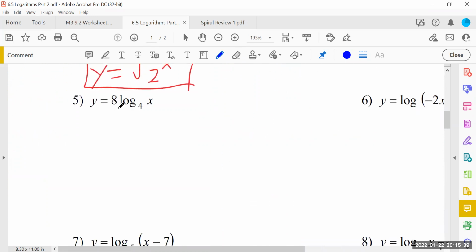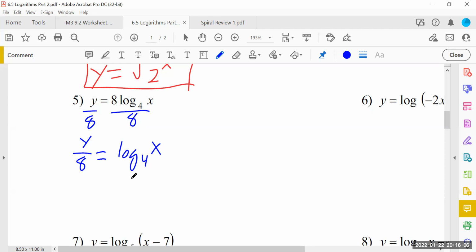For number 5, I need to get that log by itself. So I'm going to divide both sides by 8. Y over 8 is equal to log base 4 of x. Now, log base something of whatever is by itself. So I can bring the base down. Oops, wait a second, back up. We didn't switch the x's and y's.